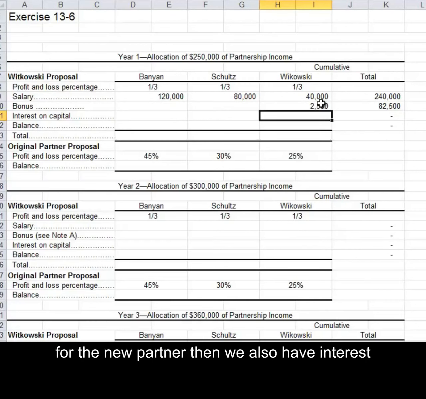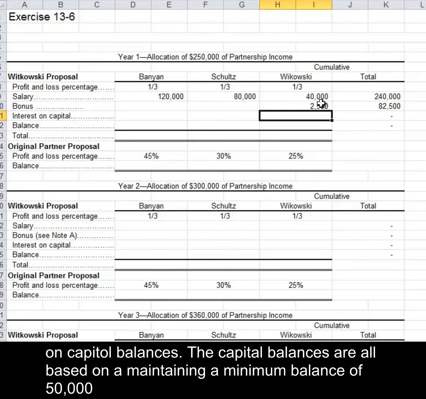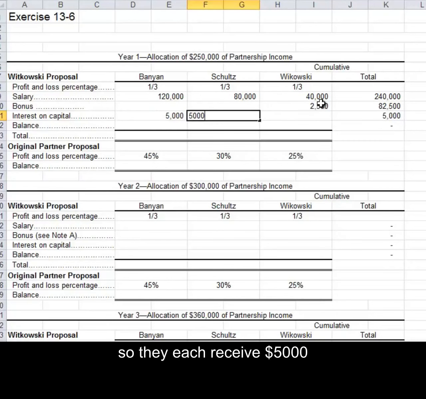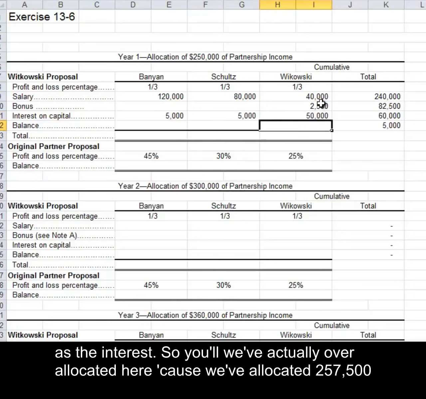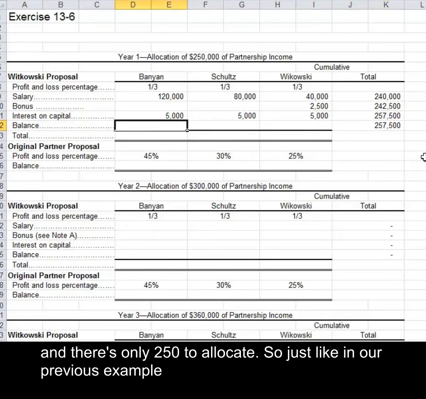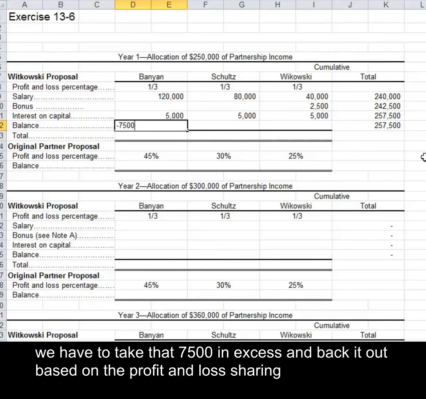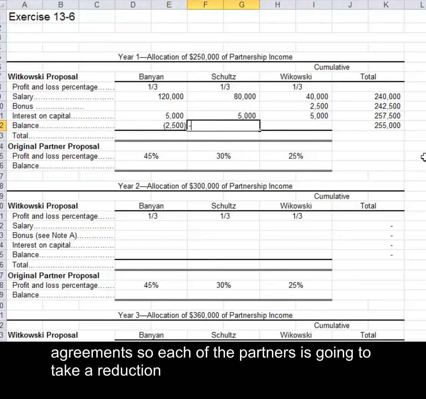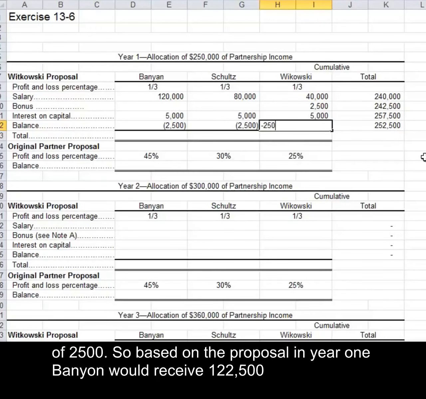Then we also have interest on capital balances. The capital balances are all based on maintaining a minimum balance of $50,000, so they each receive $5,000 as the interest. So you'll see we've actually over allocated here because we've allocated $257,500 when there's only $250,000 to allocate. So just like in our previous example, we have to take that $7,500 in excess and back it out based on the profit and loss sharing agreements. So each of the partners is going to take a reduction of $2,500.